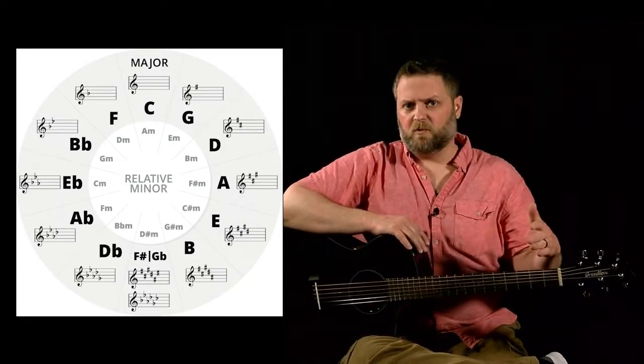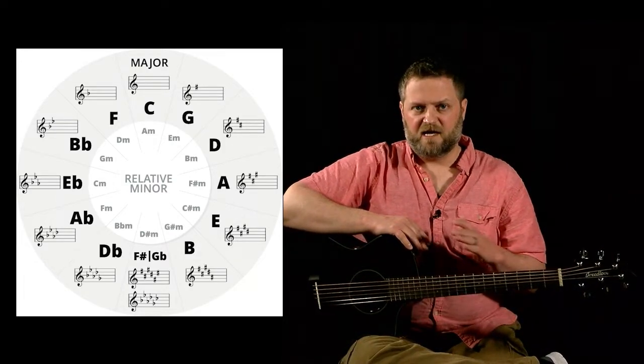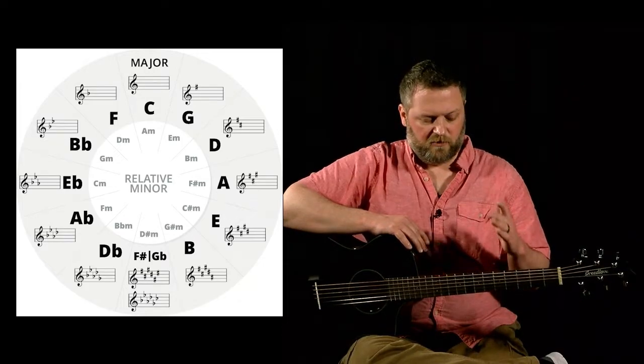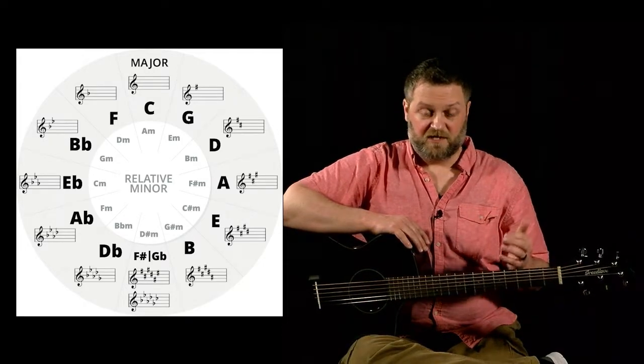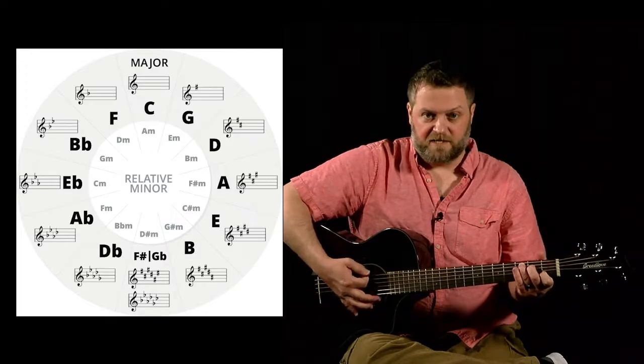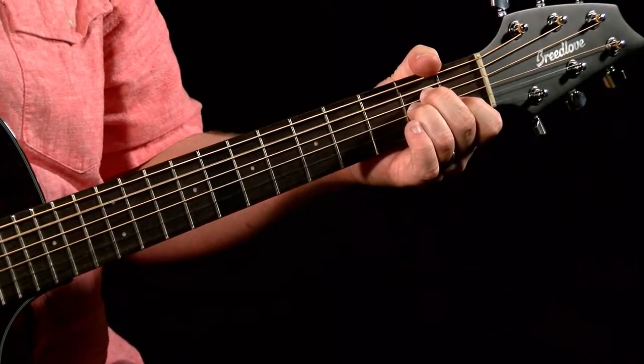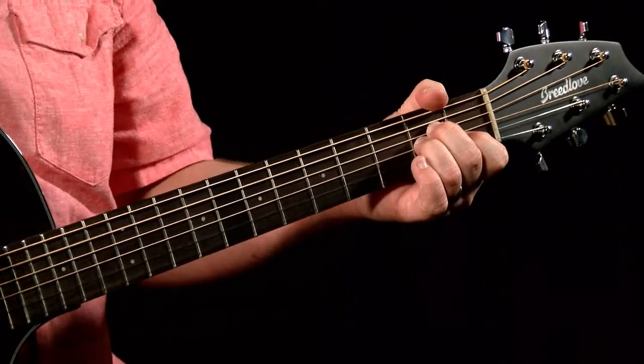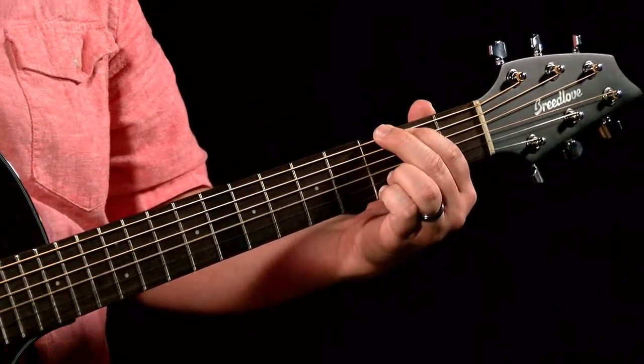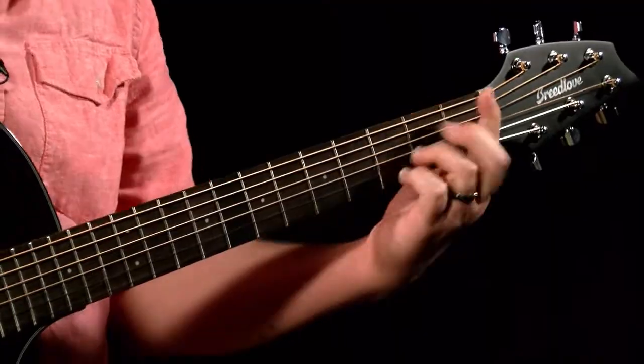And each of those chords in diatonic harmony has its own chord quality that it's based on. So in the key of C, A is a minor chord, G is a major chord, and then F is also a major chord. So I just picked those chords sort of at random.